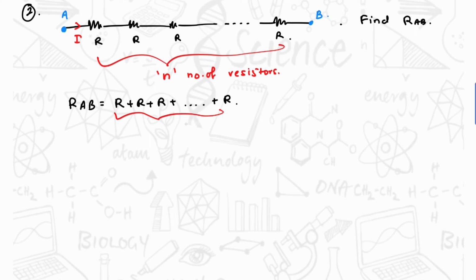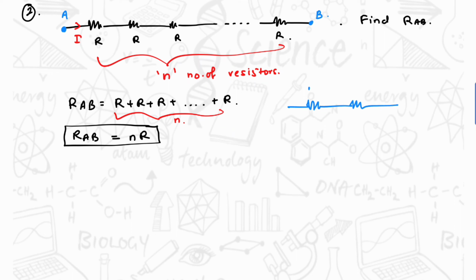There are n number of resistors, therefore it will be nR. Therefore, using this, let's say we have three 10 ohm resistors, we can find the equivalent resistance Req. Here the number of resistors will be 3 and the R value will be 10. Therefore it will be 30.